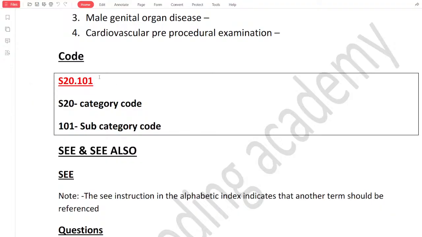Okay, in your CPC examination, they ask this type of questions. There is a full stop in the center. So before the full stop, there are three characters. This is called category code, and after the full stop, three characters. This is called subcategory code. Okay, note it down.